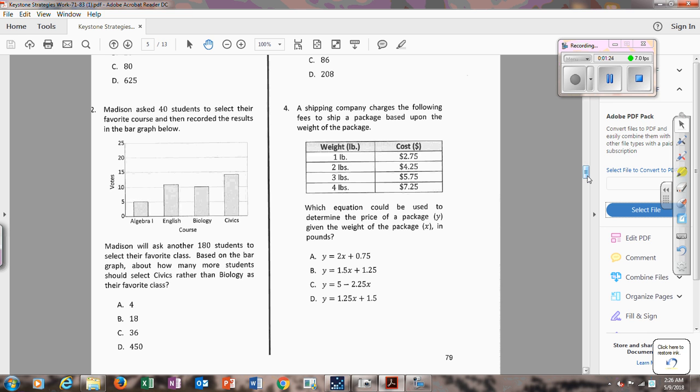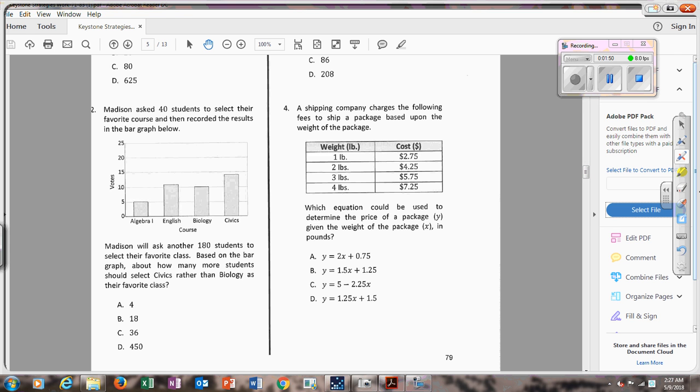Number two, Madison asked 40 students to select their favorite course and then recorded the results in the bar graph below. Madison will ask another 180 students to select their favorite class. Based on the bar graph, about how many more students should select civics rather than biology as their favorite class? So, out of 40, I'd say about 14 selected civics and 10 selected biology. So 4 more civics than biology.